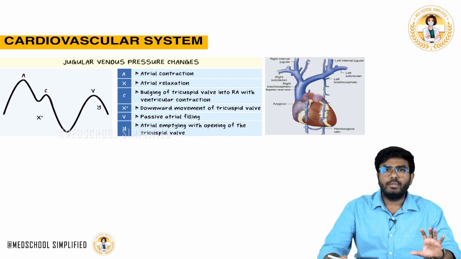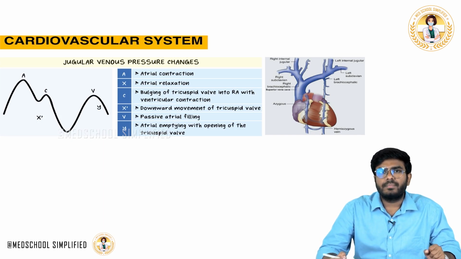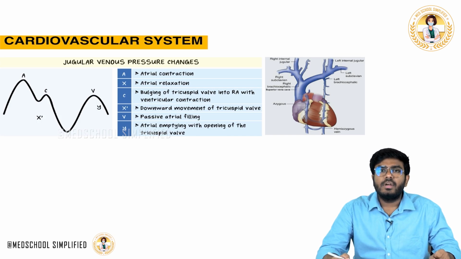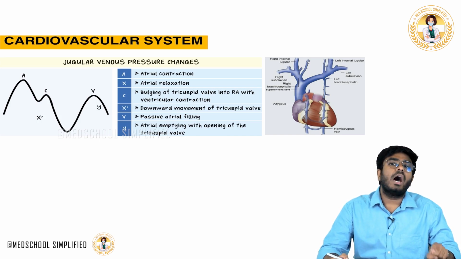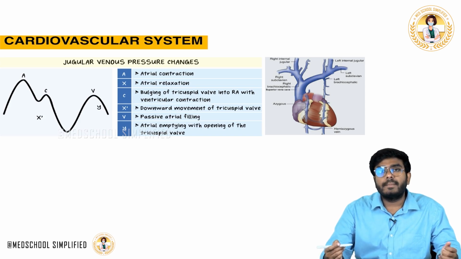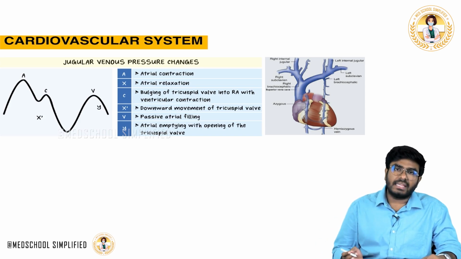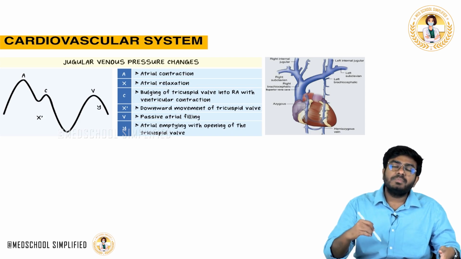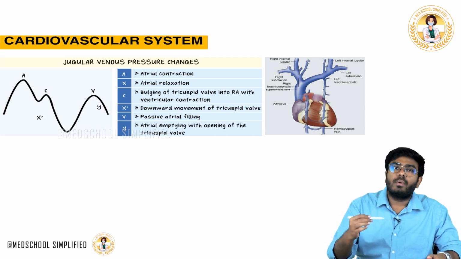For example, during the cardiac cycle, with the different phases of the cardiac cycle, pressure will change in the heart, pressure will change in the right atrium. So such pressure changes are reflected in the internal jugular veins. Why? Because both of them are connected. Okay, now let's see what these pressure changes are. These pressure changes are actually noted in the form of waves.